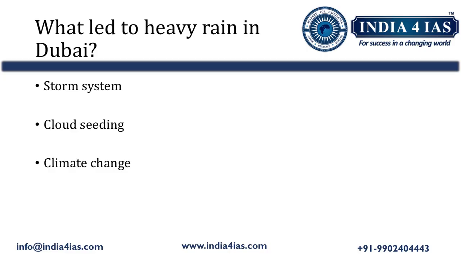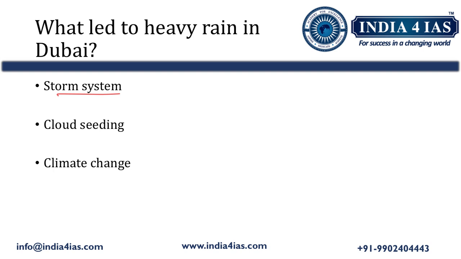Now we will try to understand what led to the heavy rainfall in Dubai. There are three reasons put forward for the heaviest rainfall in Dubai. We will study one by one. The first reason is the storm system. The heavy rains in Dubai were primarily caused by a storm system that was passing through the Arabian Peninsula and moving across the Gulf of Oman.